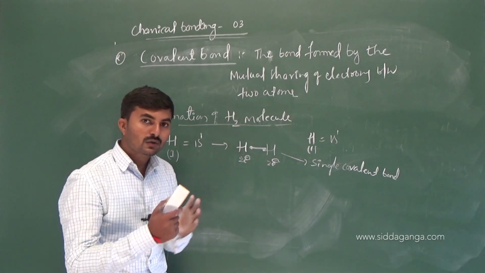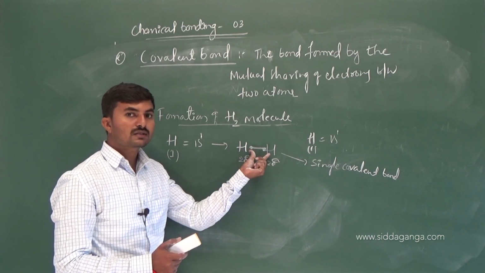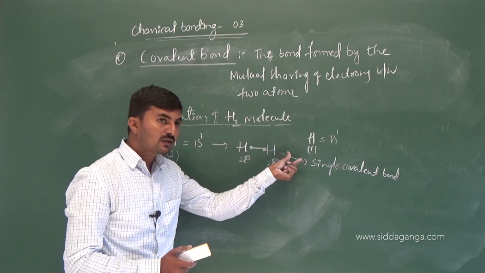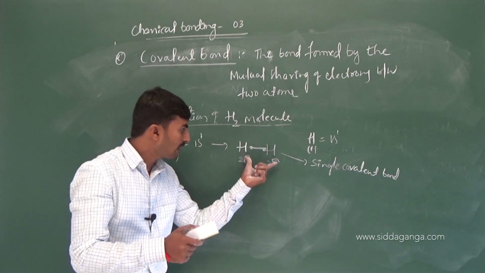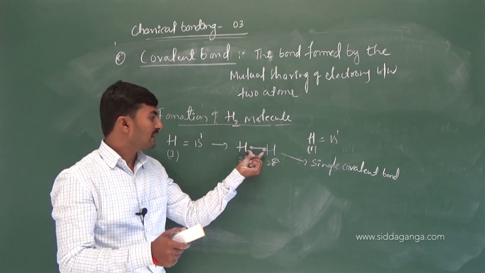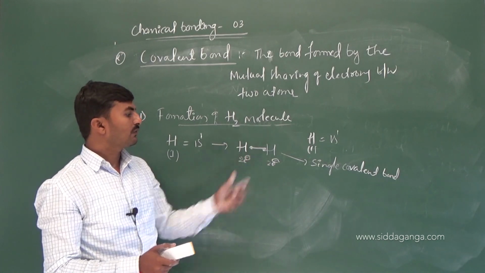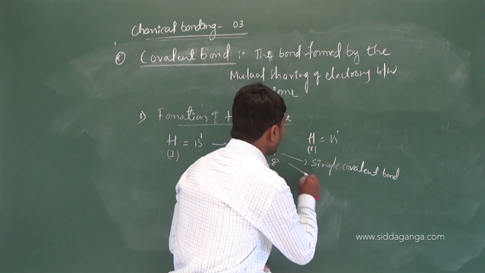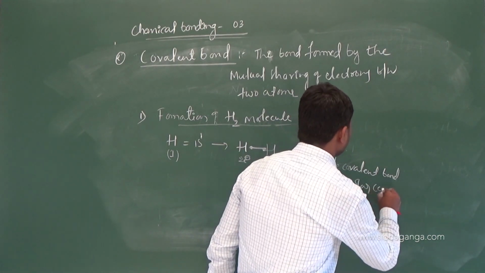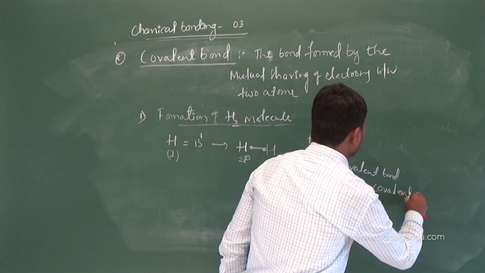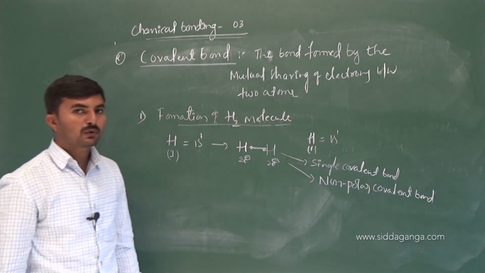Both have the same electronegativity, and the movement of electrons takes place neither towards this hydrogen nor towards this hydrogen. There is no movement in any direction because of their same electronegativity, and the electron density remains as it is. That is why it is an example for what? Non-polar covalent bond. This is an example for non-polar covalent bond.